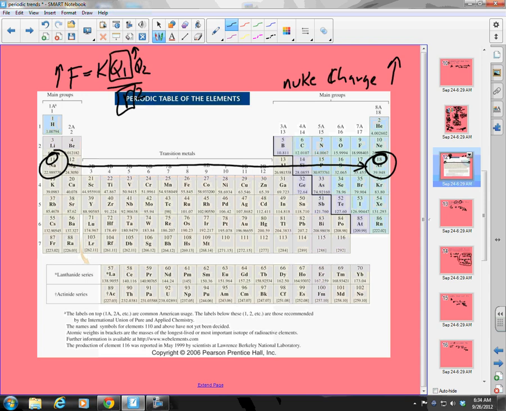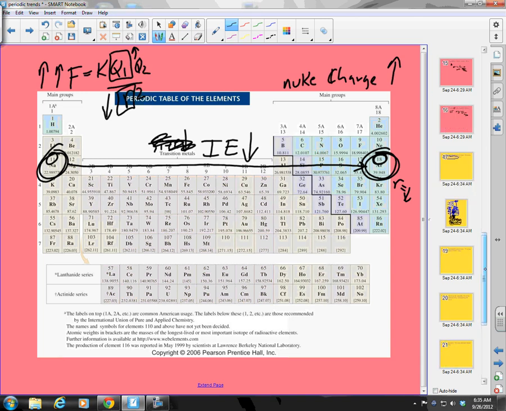Now, we also said, what else plays an impact? Size. In our last lecture, we learned that as we go from left to right, my size decreases, which means argon is smaller than sodium, which means my R is smaller here. The distance between my nucleus and my electron is smaller, which means my R goes down. R is in the denominator. When it gets smaller, that means my force of attraction gets greater. So what's the overall trend? As I go from left to right in the periodic table, my ionization energy decreases. Woohoo! Got it.